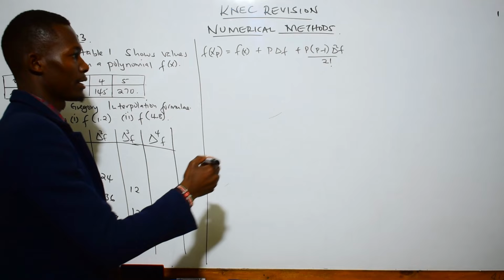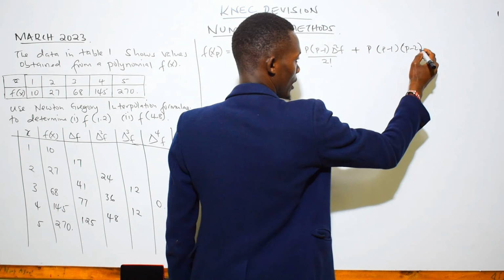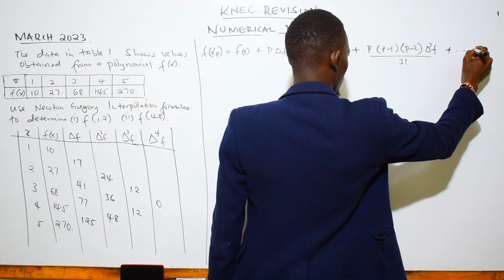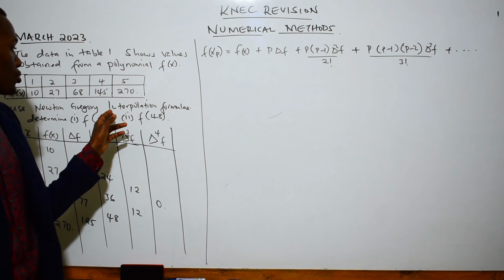So we have our value plus p, then we have p minus 1, then p minus 2, then we have the third difference over 3 factorial, and this continues, right? That value goes on and on. Now, we need to find the values here. So we're now finding for f of 1.2. So first of all, we determine the class or the set of data which you're going to be using.